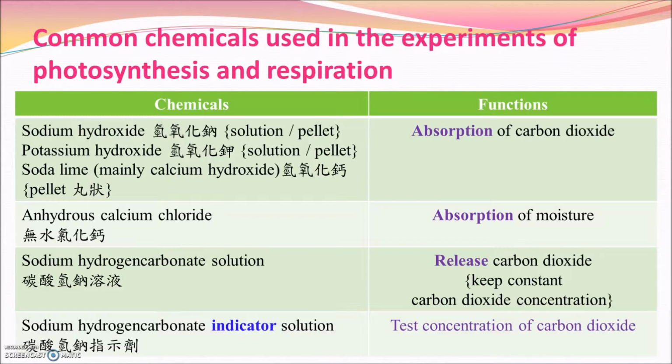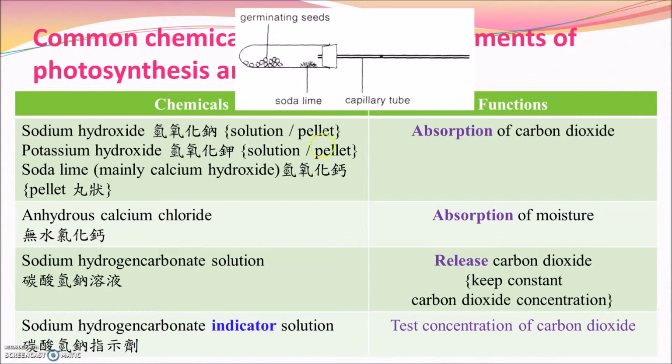All of them are alkalis, and they can absorb carbon dioxide. Soda lime is in pellet form, while sodium hydroxide and potassium hydroxide can be either solution or pellet form. But when do we decide to use the liquid form or the solid form? It depends on the orientation of the test tube.